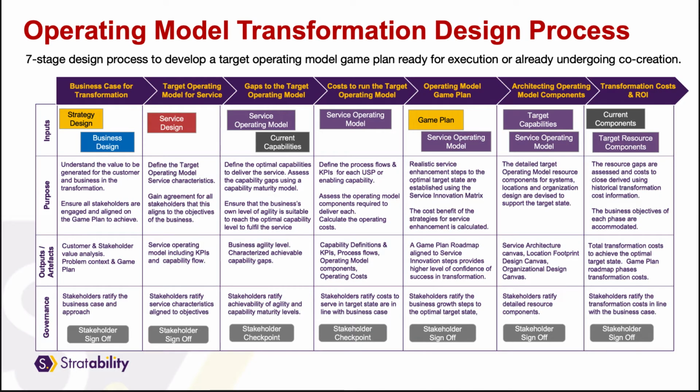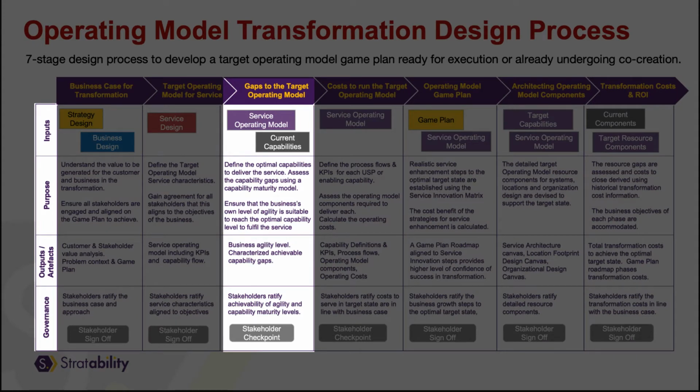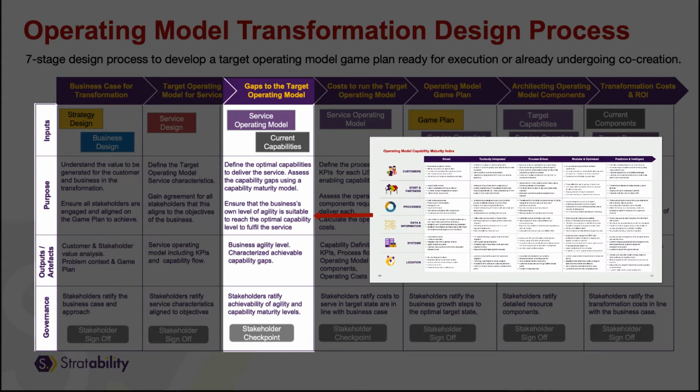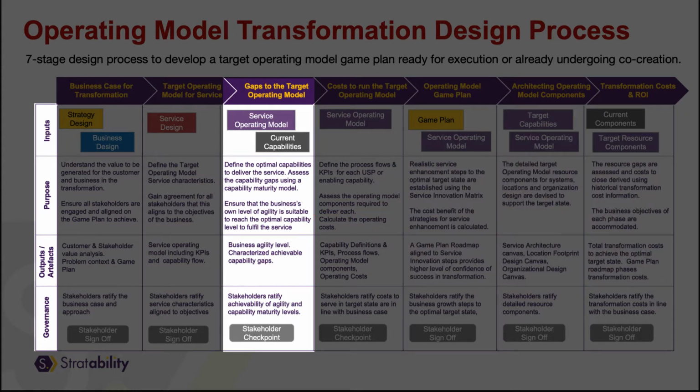And moving on to Stage 3 and Module 3 of Operating Model Transformation Design, you'll be diving into defining the optimal capabilities to deliver this target service. And specifically, you'll be assessing these capability gaps that exist using a capability maturity model. We'll also be looking into the business's own level of agility and to ensure that it's suitable to reach the optimal capability level to fulfill the actual service.